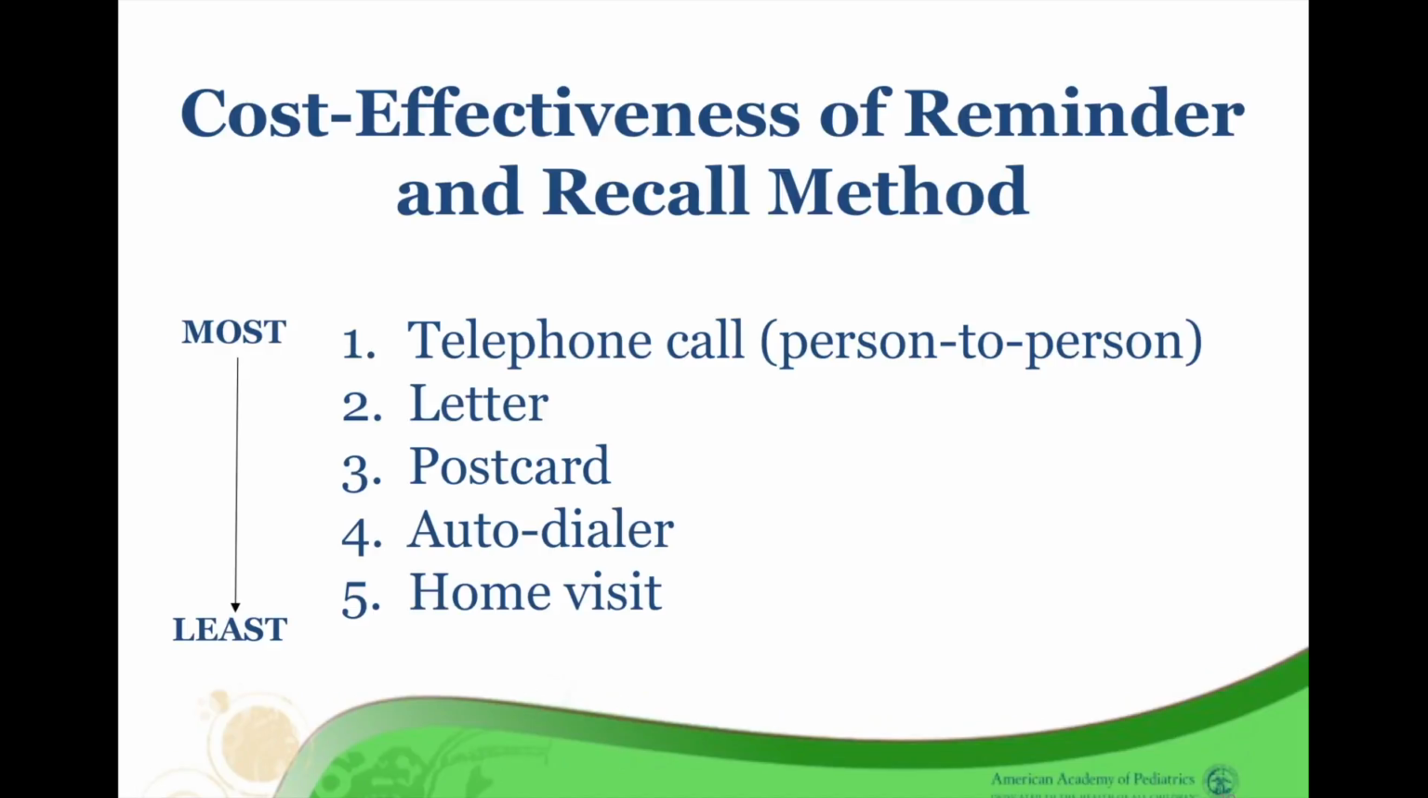This just looks at the cost effectiveness of reminder and recall methods, from the most to the least cost effective. The most cost effective is actually the telephone call, provided it's person to person, because if you can actually get the person on the line, then you can not only tell them that the vaccine is due or past due, but you can hopefully set up the appointment for them all at the same time. Second is the letter. Third is the postcard. Fourth, auto dialer. Fifth is home visit, which I don't think is done very much, obviously because of the cost involved.